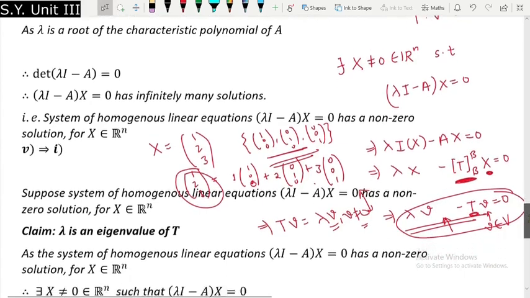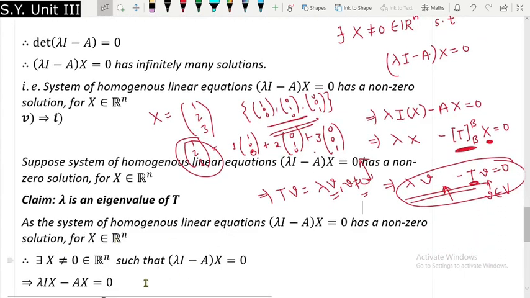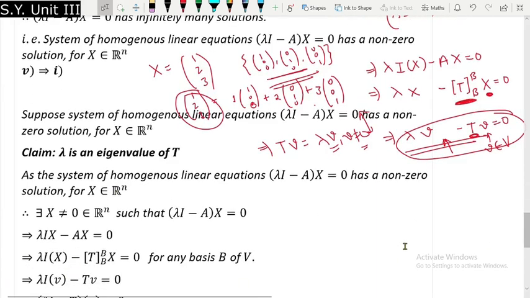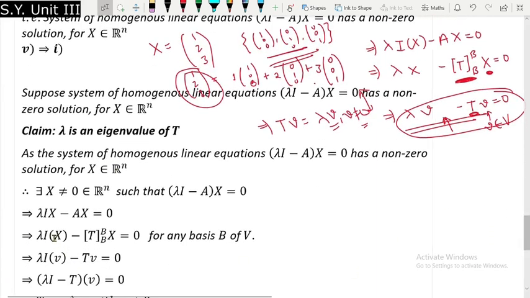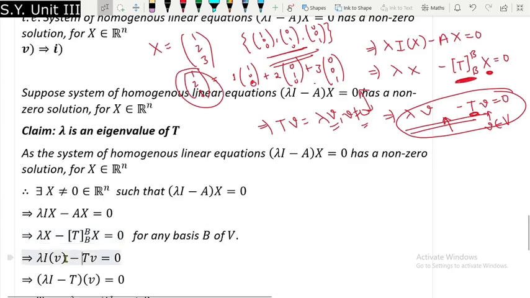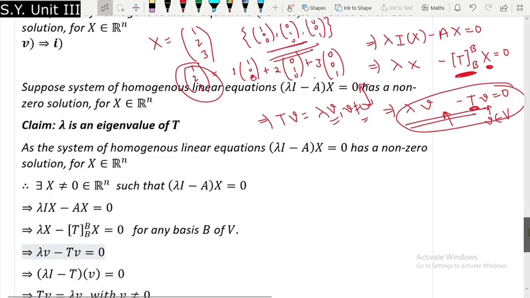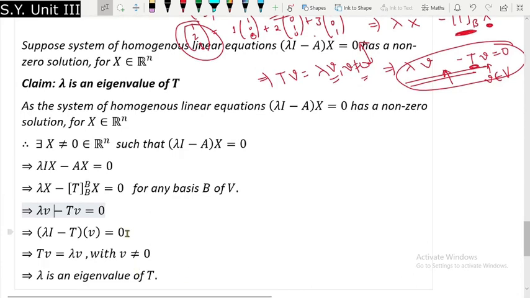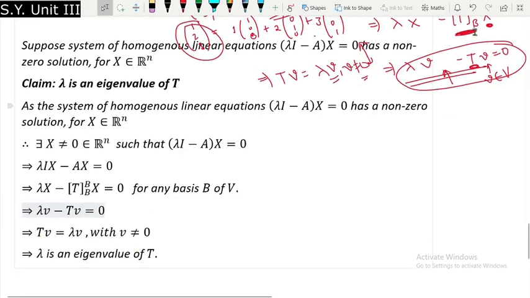Let us go with the proof. So therefore this will happen, and therefore this will happen. If you want just a change, since I is the identity map, Ix will be x, and over here I will directly write v, just avoiding the complications. You can directly say Tv is equal to lambda v, no need of this step. Yeah, and that is what we wanted to prove, and that's about this theorem.